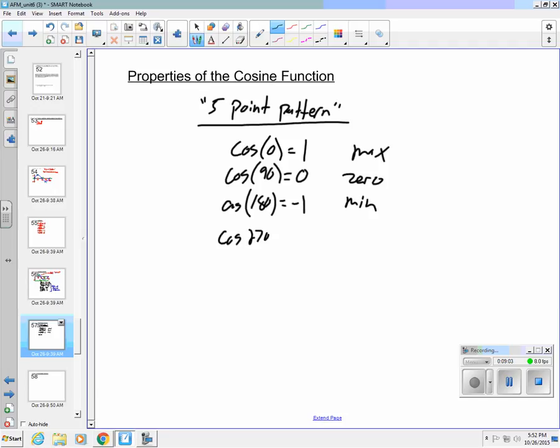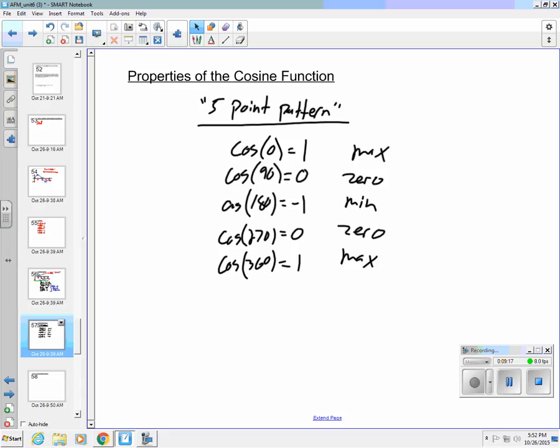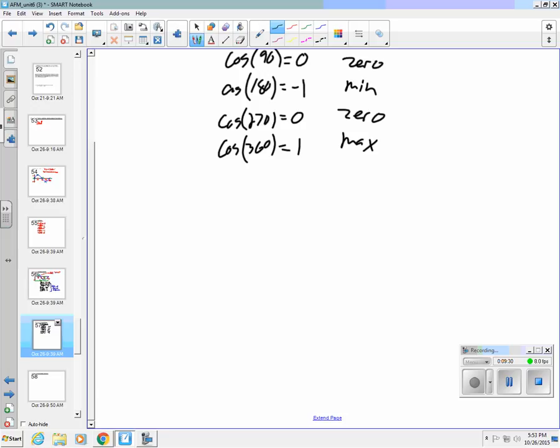Then next one is 270. Cosine 270, we're back up to 0. And then the last one, cosine 360, finishes off the cycle. We're back up to 1. So back up to a maximum. So this is our 5-point pattern for the cosine function. All right, you'll see that a lot of the properties are the same for cosine as they are for sine. It's really just that pattern that changes.